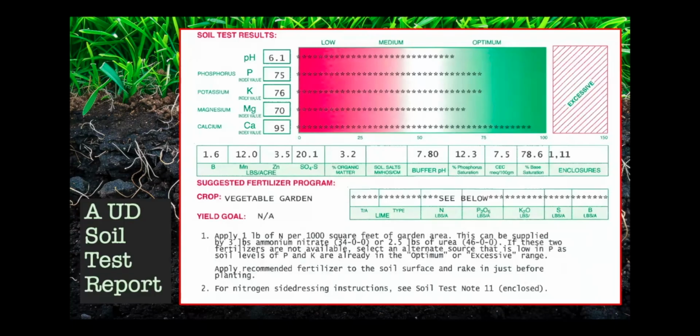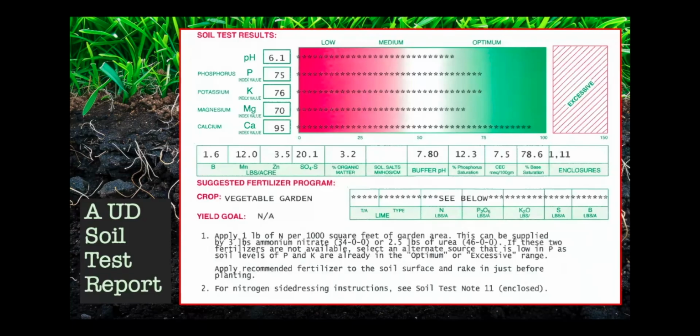Because otherwise you might not get the right answers. Okay, this part down here, they're telling me to put nitrogen on my garden. This is something they tell everybody. You see nitrogen on this soil test report anywhere? No. We're going to get into that, but they don't test for nitrogen. So they're telling you this just because they tell that to everybody, because all plants need nitrogen.